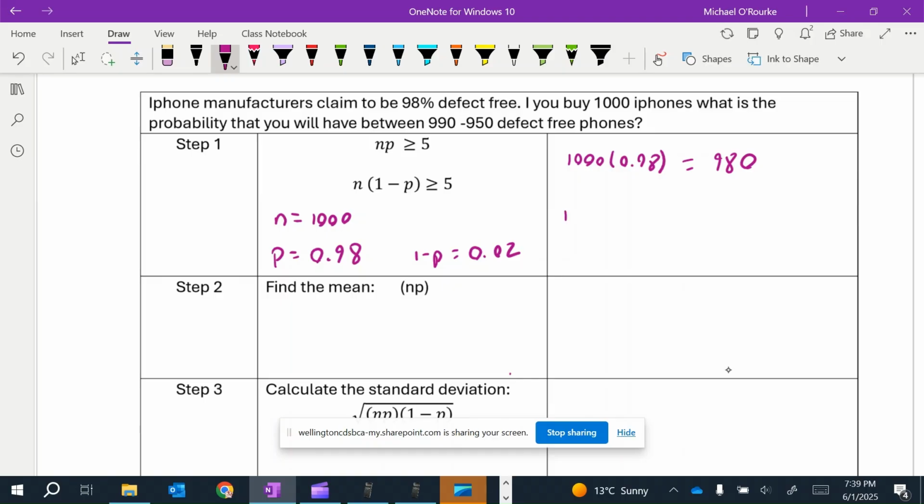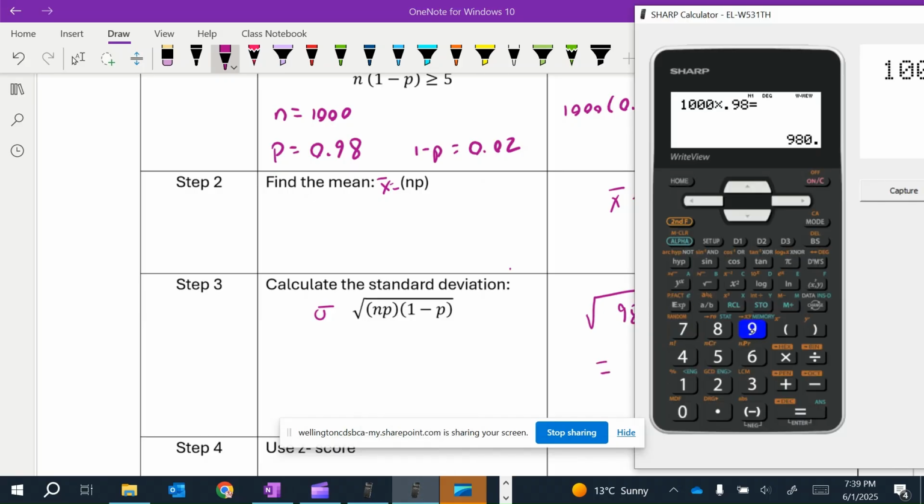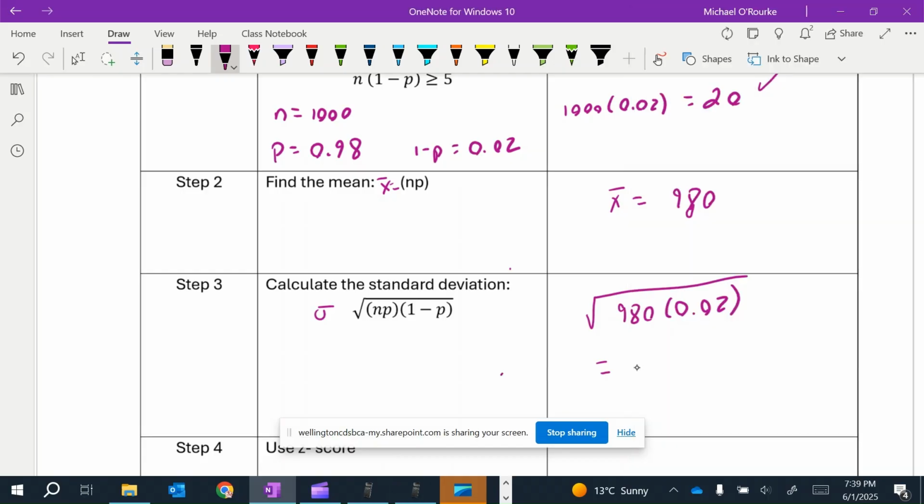Then 1,000 times 0.02 is going to be 20. So those both check out. They're both bigger than 5. And my mean is 980. So let's figure out our standard deviation. It's the square root of our mean times our failure percentage. So 980 times 0.02, I'm going to take the square root of that number, is 4.4.